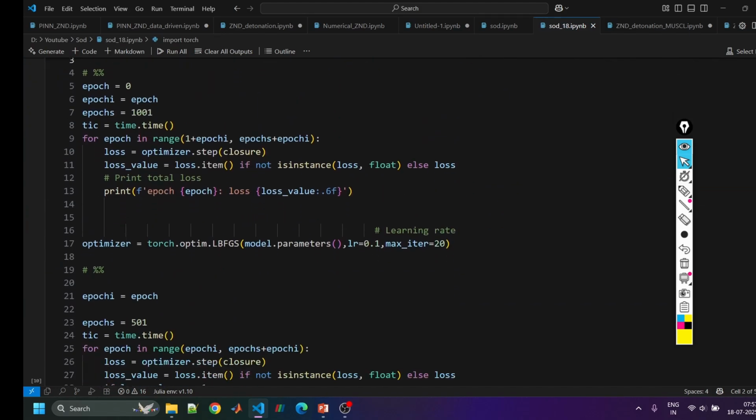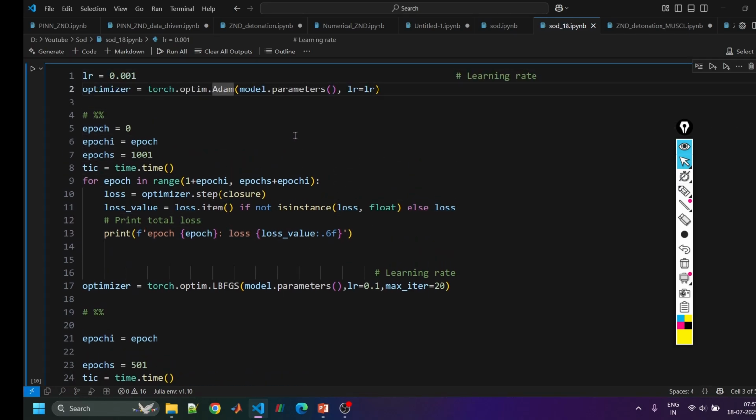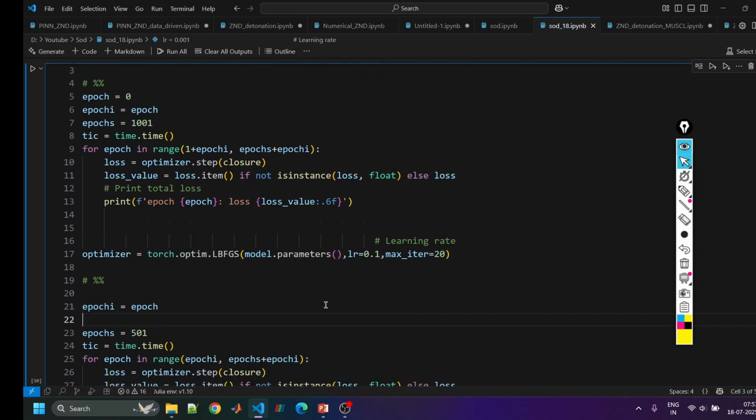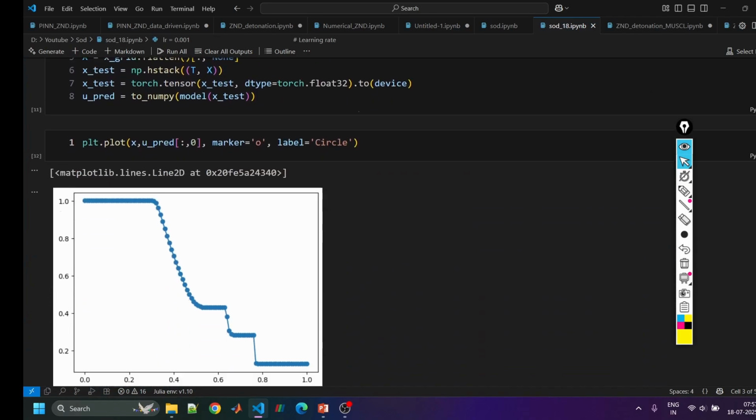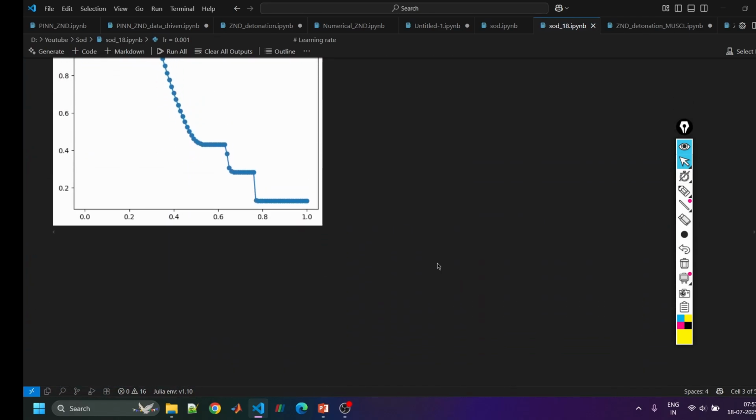Here we are initially using the Adam optimizer. Then we refine the result using the LBFGS optimizer. When we do this, we get results like this. You can notice that it is able to resolve the shocks within almost 2 points. Probably you can even tune it better. You may be able to resolve the contact discontinuity even better.